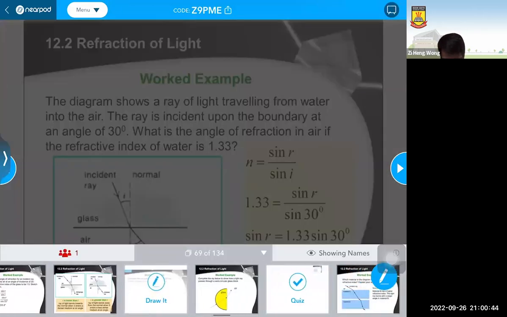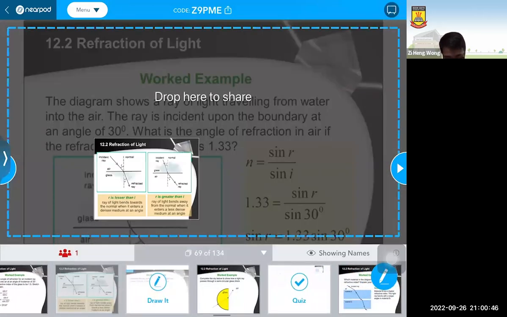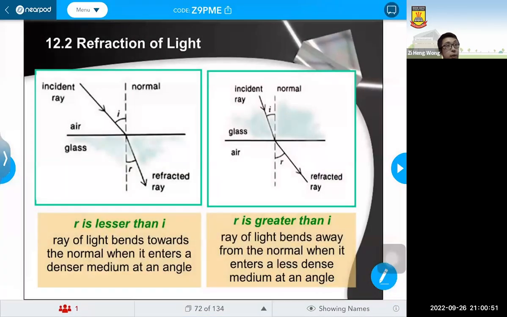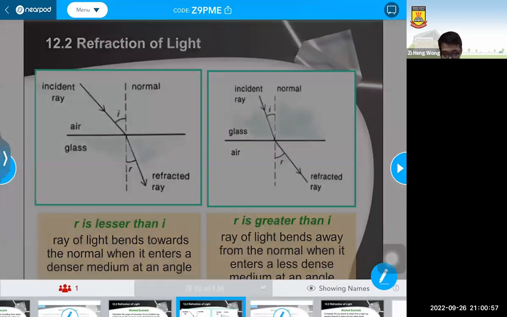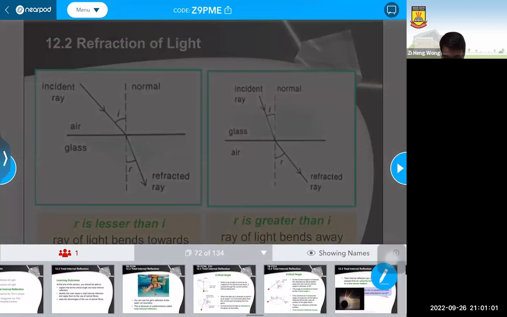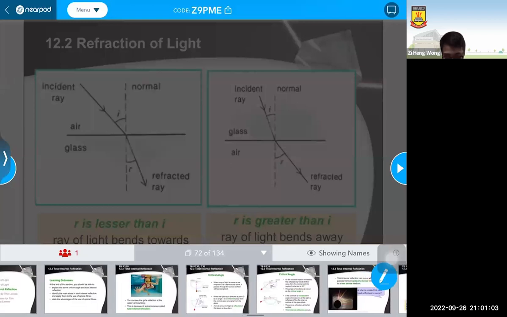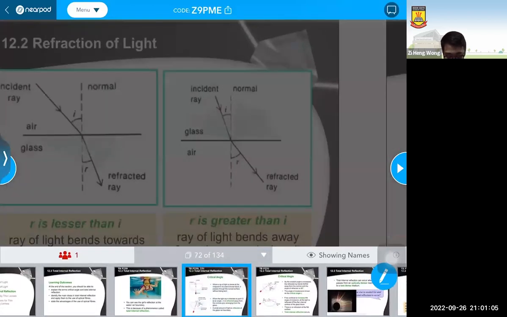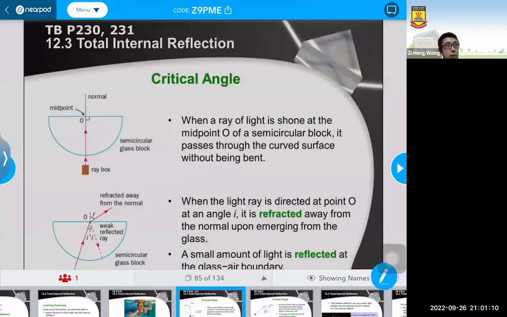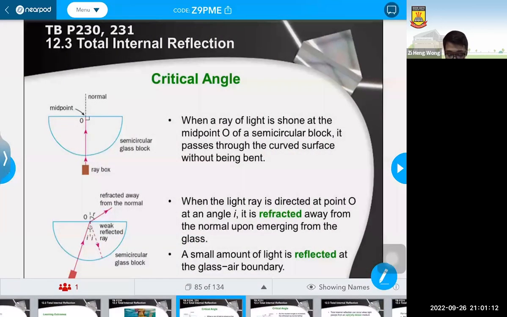So in summary, it's traveling from less dense to denser, bends towards the normal. Denser to less dense, bend away from the normal. So that is about refraction, about bending, less dense to denser, denser to less dense. Less dense to denser, not much issue. Maybe I just do a quick sketch.